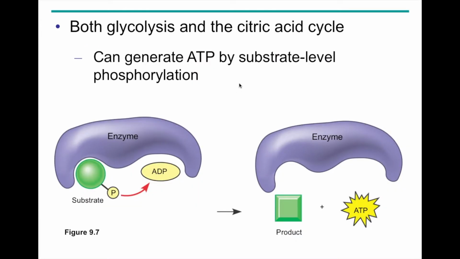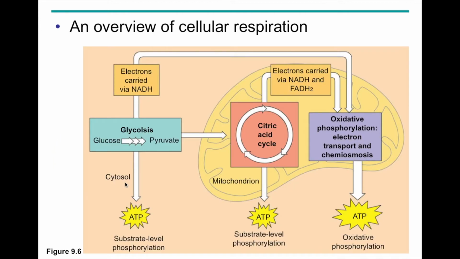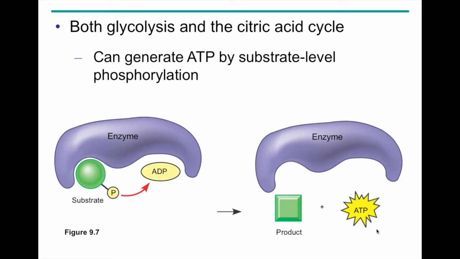Both glycolysis and the citric acid cycle can generate ATP through substrate level phosphorylation. However, it is not going to be as much as our final step of cellular respiration. This model is just showing how a phosphate molecule is getting added in through an enzyme to ADP, adenosine diphosphate, to become ATP, and our substrate becomes a different product.